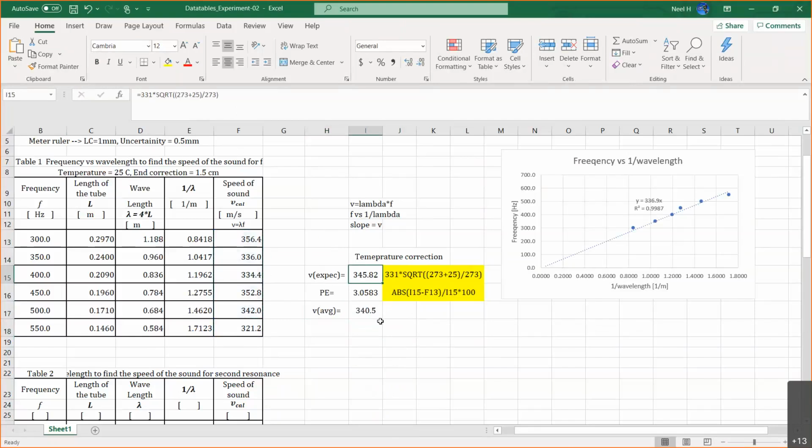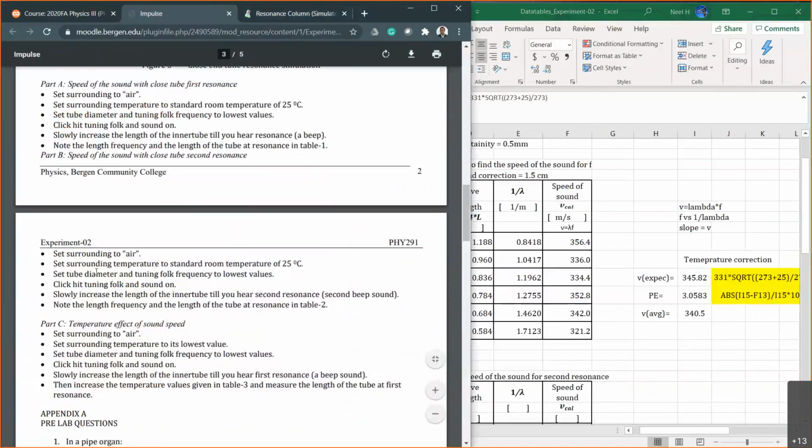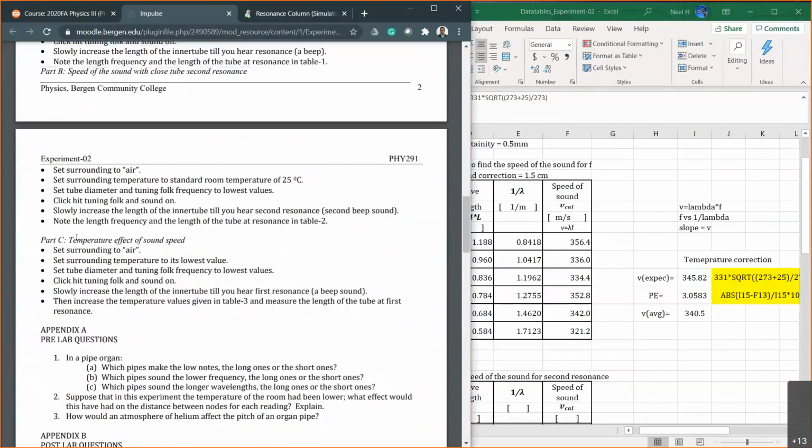Let's do the percentage error between the average and the expected, and the graph value and the expected. Okay, I think all of those are asked in your lab manual. You have to answer all of those questions at the very end. Let's see what question it's asking.